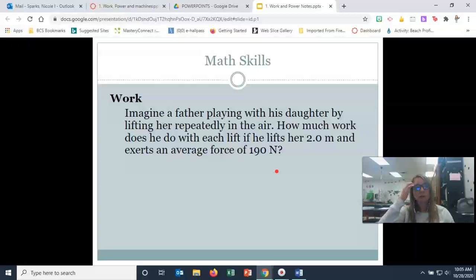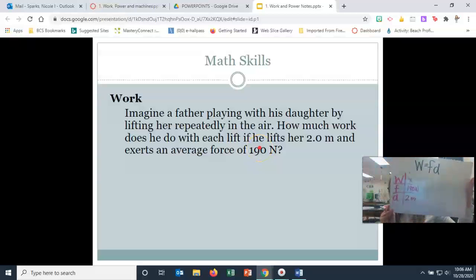So let's practice one. It says, imagine a father is playing with his daughter by lifting her repeatedly in the air. How much work does he do with each lift? So he's just tossing her up in the air. When he lifts her 2 meters, our 2 meters is our distance, and exerts an average force of 190 newtons. So here is our T chart.